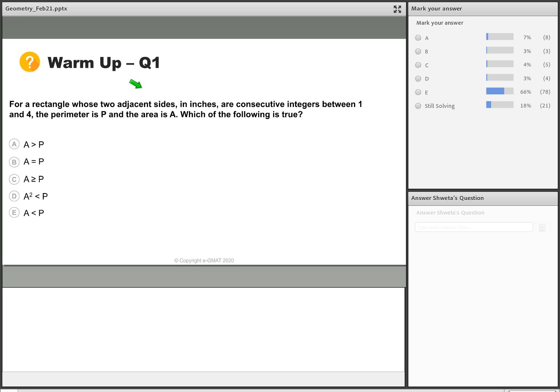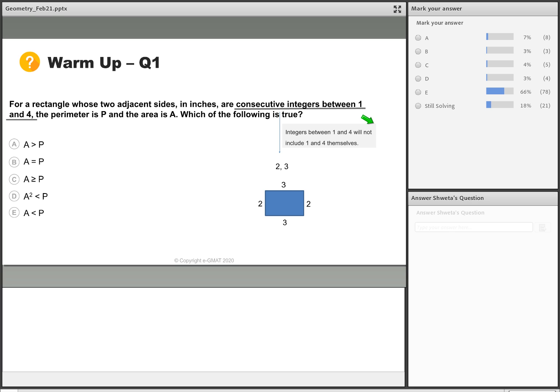Let's just hope to attain this level of accuracy on the hard ones as well. Let's discuss the solution, and for those who did not get this right, let's get this in. What do we have for a rectangle whose two adjacent sides are consecutive integers between 1 and 4, the perimeter is P, area is A. Which of the following is true? Now here consecutive integers between 1 and 4. Here's an important point. When I say integers between something, never include the integers themselves. So it will not include 1 and 4 itself.